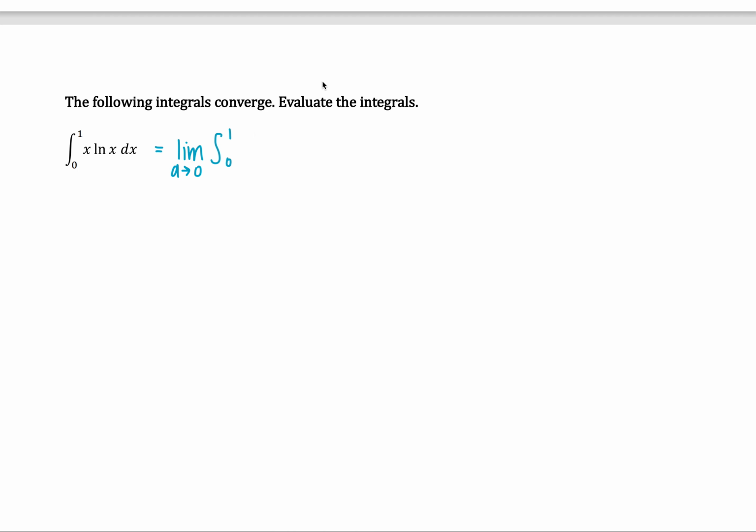And then it's going to be the integral, not from 0 to 1, sorry, but from a to 1, x times the natural log of x dx. There we go. To integrate this, I'm going to use integration by parts. I'm going to let u equal the natural log of x, so that du is 1 over x. And I will let v prime equal x, so that v is 1/2 x squared.